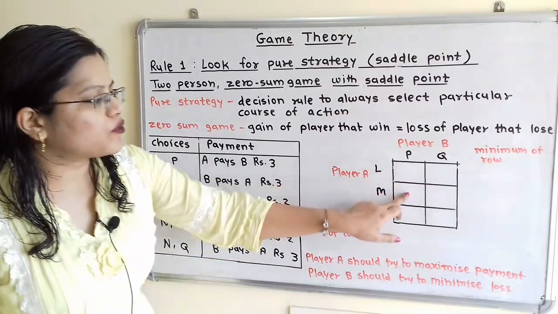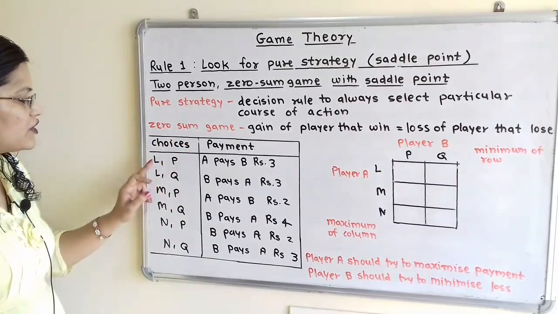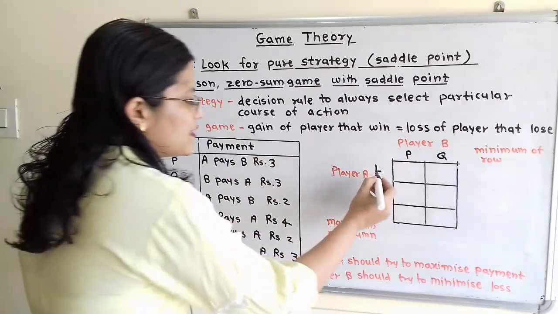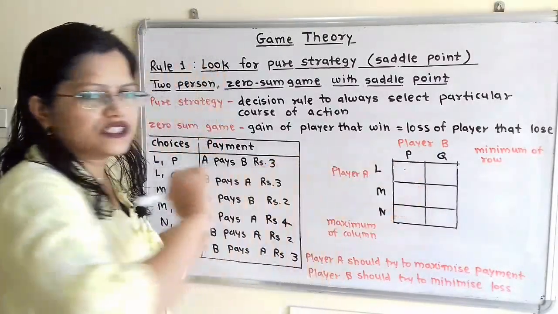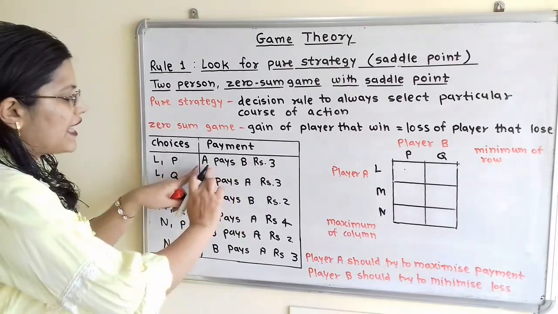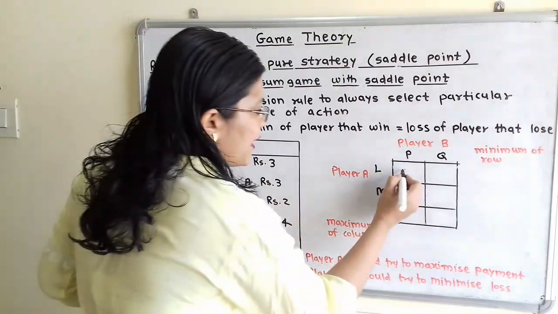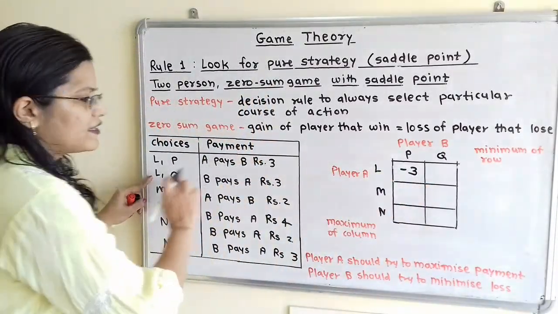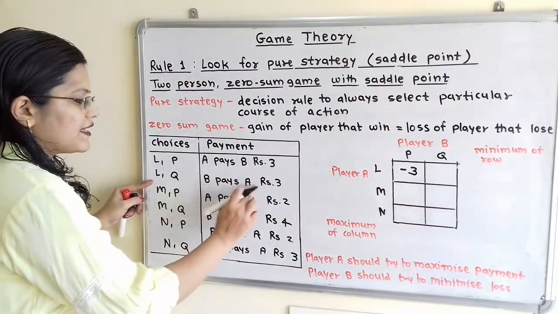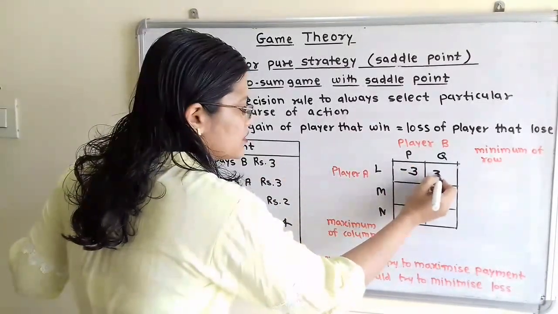Now here we have to mention the amount. Now if we observe the combination of choices L and P. So in this matrix, here is L and here is P. So we have to mention here this amount. So A pays B rupees 3. That means there is loss to A for rupees 3. So we have to mention here minus 3. Then L and Q. So here is L and here is Q. So we have to mention here B pays A rupees 3. So here A will get some amount. So we will consider here the positive number.